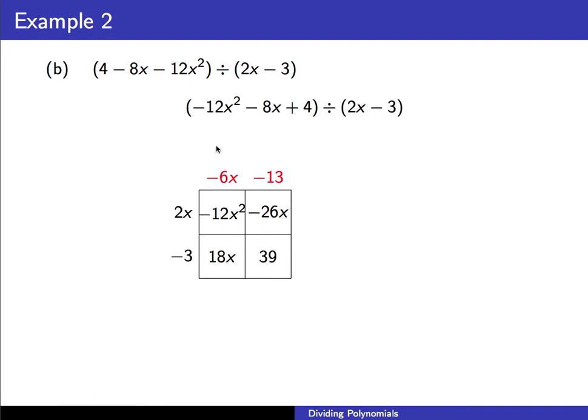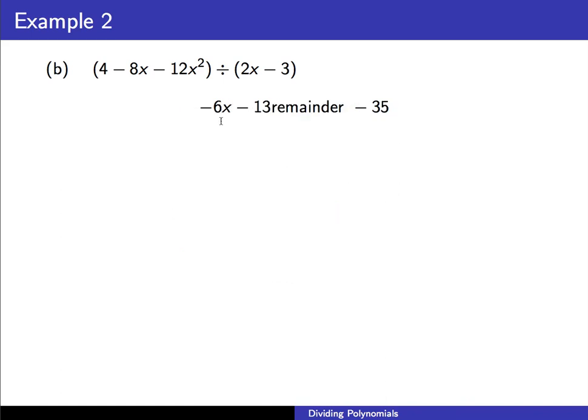So we've gotten the negative 12x squared. Combine these two together, we've gotten our negative 8x. But with the 39 and nothing to combine inside, we do not have a 4, which means we have a remainder. And the remainder is going to be, what do we have to add to 39 to get 4? Well, we have to add negative 35. So our quotient is negative 6x minus 13, and our remainder is negative 35.